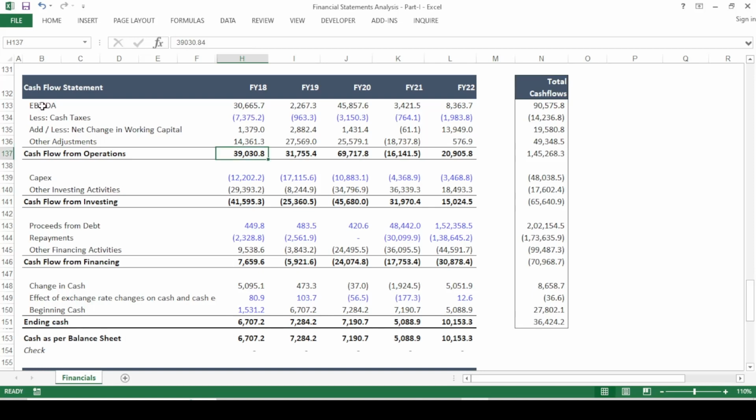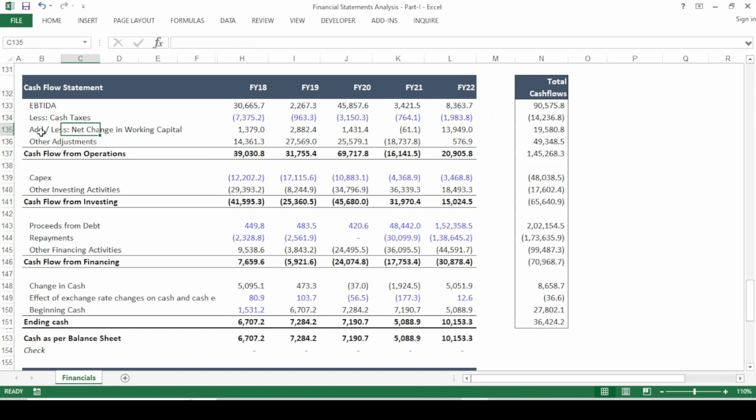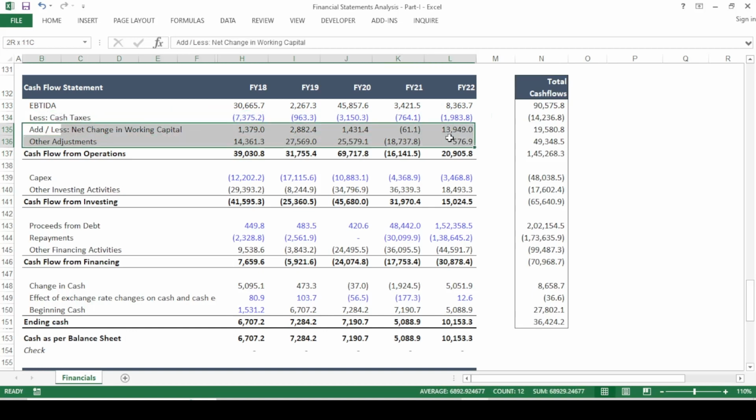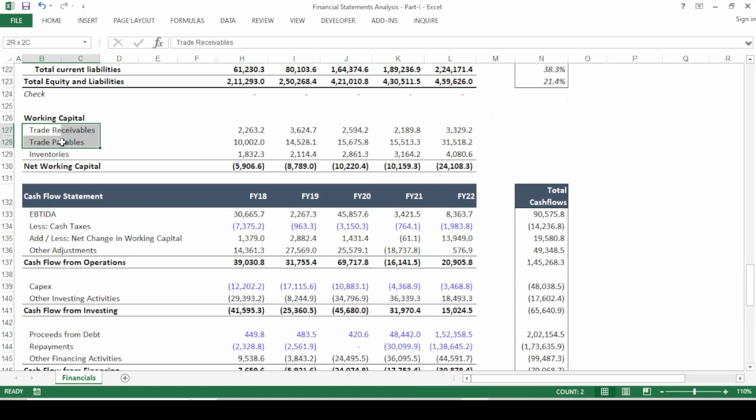I've started from EBITDA. The non-cash expenses have already been taken care of here. Now I will subtract the cash taxes here, and after this I'll adjust this cash for the change in working capital. So for the working capital, we have defined the three line items here: the receivables, payables, and the inventories.